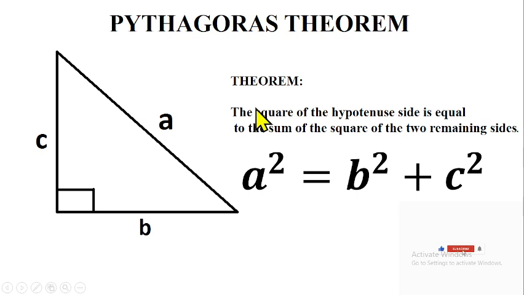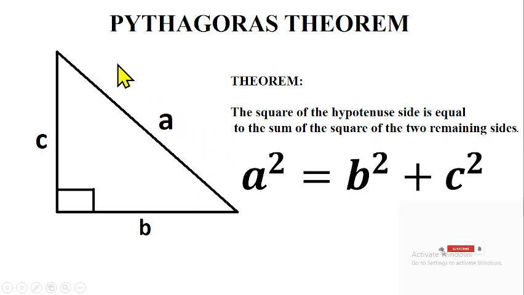Before we talk about what Pythagoras theorem is saying, out of the three sides of this right angle triangle, we have this side, this side, and this side. Out of these three sides, one of the sides is called the hypotenuse side of this triangle. The question is, how can we identify this hypotenuse side?